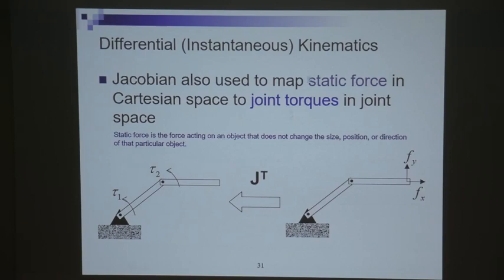The Jacobian is able to map the static force in the Cartesian space to the joint torque in the joint space. Tau 1, tau 2 are the joint torques in the joint space, and the static force in the Cartesian space is your Fy and Fx. When you look at this relationship, you have J transpose. J transpose is different from J inverse.